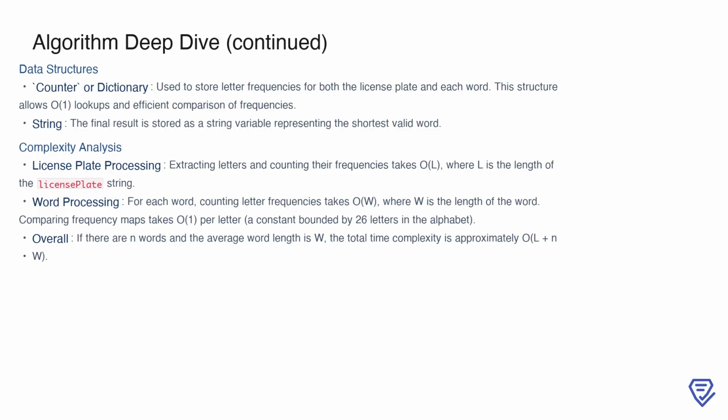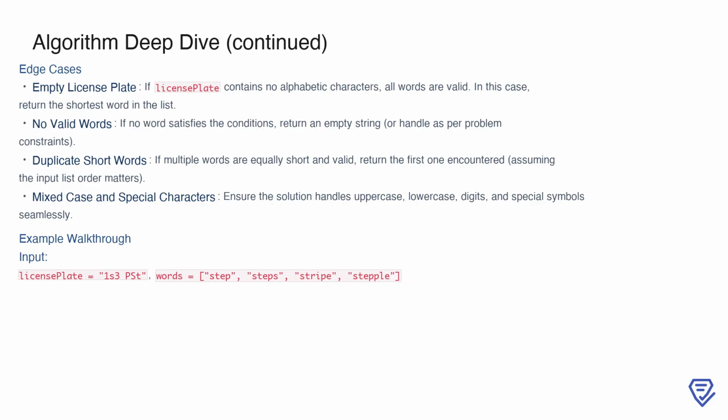This ensures that the solution is efficient, even for larger inputs. When solving this problem, it's critical to handle edge cases effectively. For instance, if the license plate contains no alphabetic characters, all words are automatically valid, and the shortest word in the list should be returned.